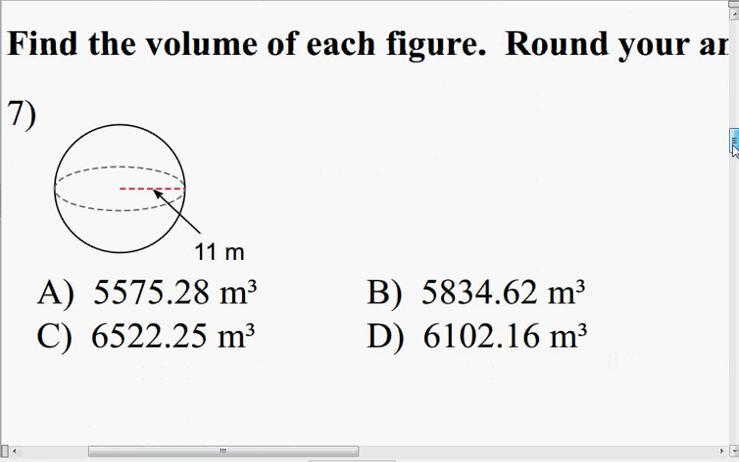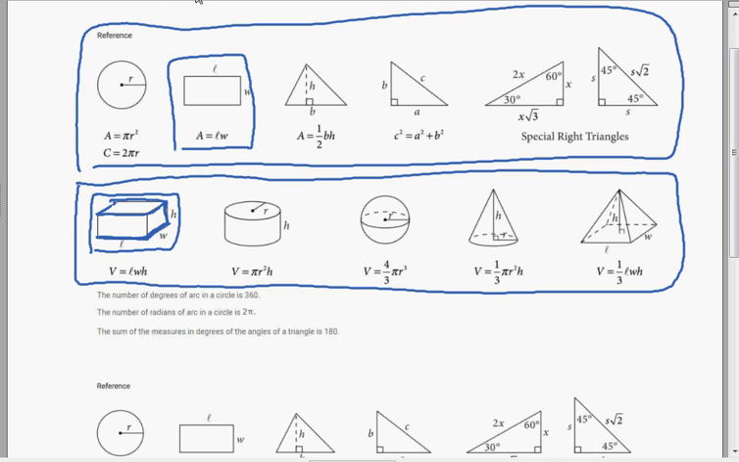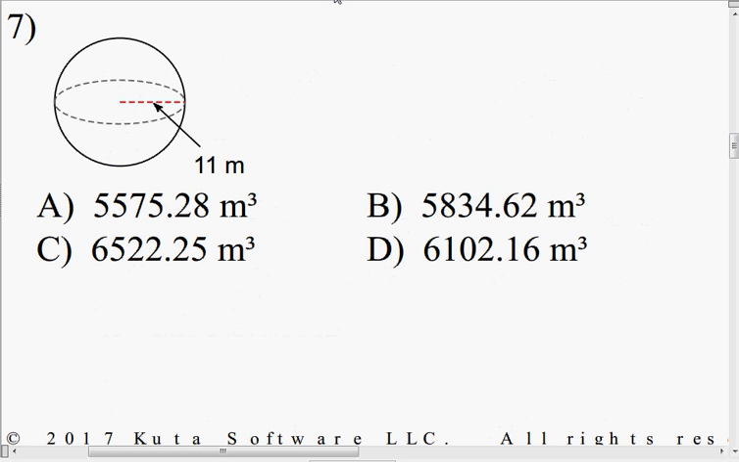Question 7 is a sphere. We're asked to find the volume of each figure. So with question number 7, I have a sphere. I go back to the reference sheet. On the reference sheet, I see a picture of a sphere right here. There's a strange looking formula there, but we can work with that. We can plug numbers into that formula. Volume equals 4/3 pi r to the third power. So I'm going to write that formula.